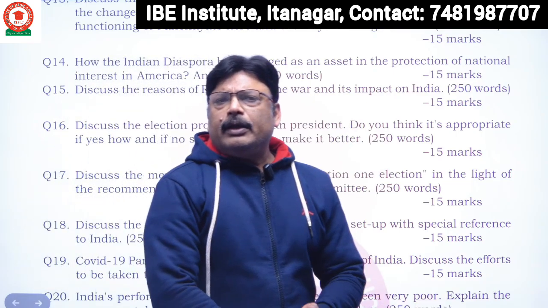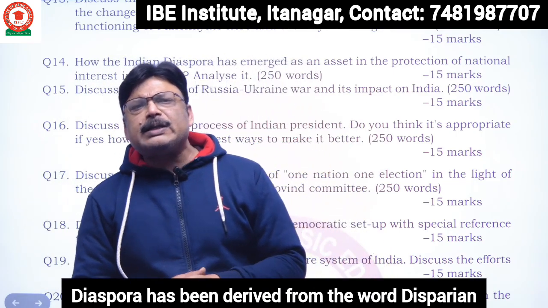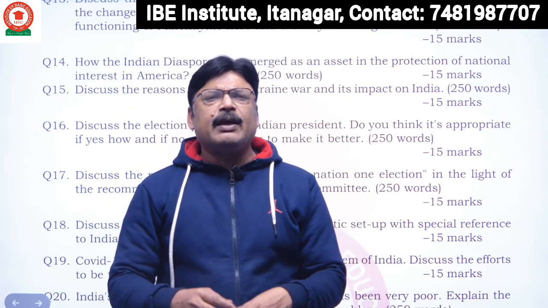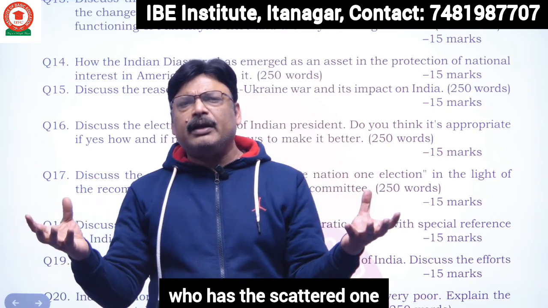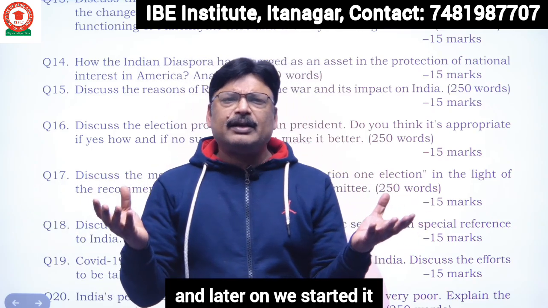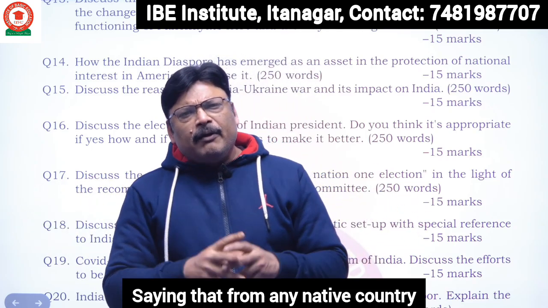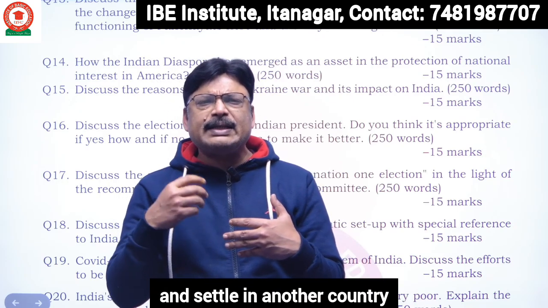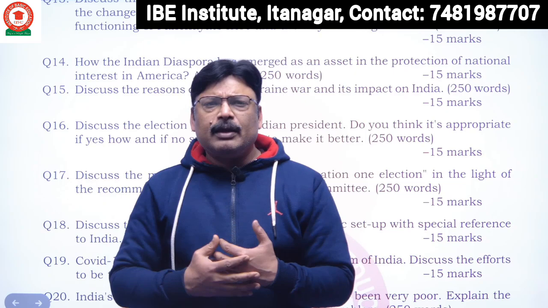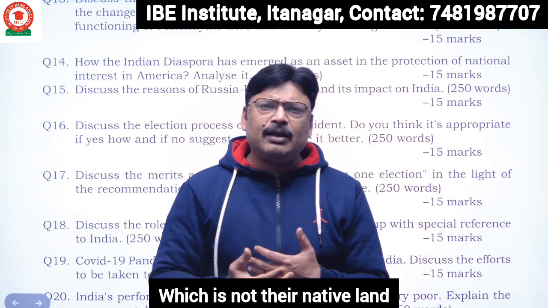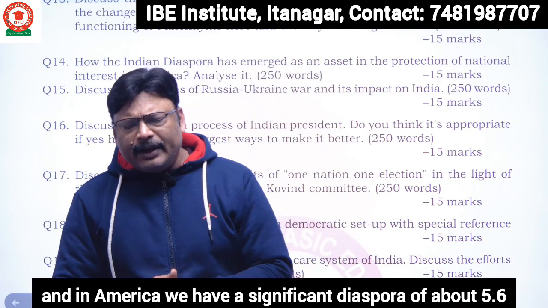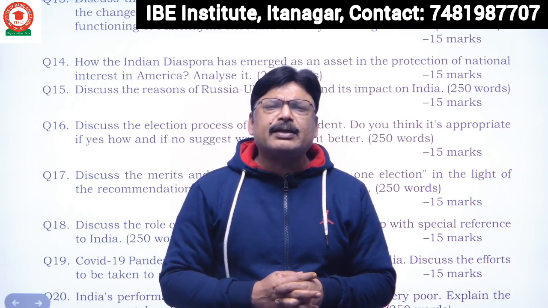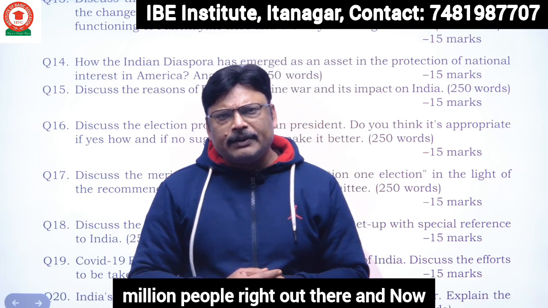Analyze it. Now, when we talk about diaspora, diaspora has been derived from the word diasporian. Diasporian means the scattered one, and later on we started saying that from any native country, if people from a country go and settle in another country, which is not their native land, they are called a diaspora. And in America, we have a significant diaspora of about 5.6 million people.